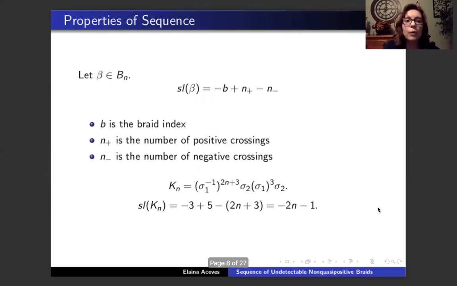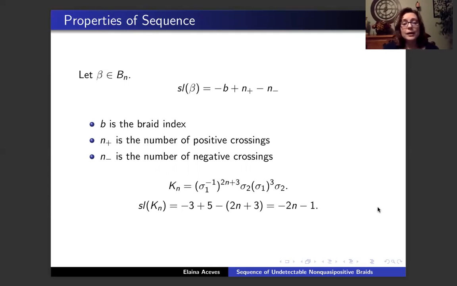So what are some properties about the braid sequence that I've just created? We can calculate the self-linking number, which I've mentioned in that known results slide. The self-linking number equals negative b, where b is the braid index, the number of strands that we use to create the braid, plus N plus minus N minus. N plus is the number of positive crossings, and N minus is the number of negative crossings. N plus can also be represented as the number of standard generators that we raise to a positive power.